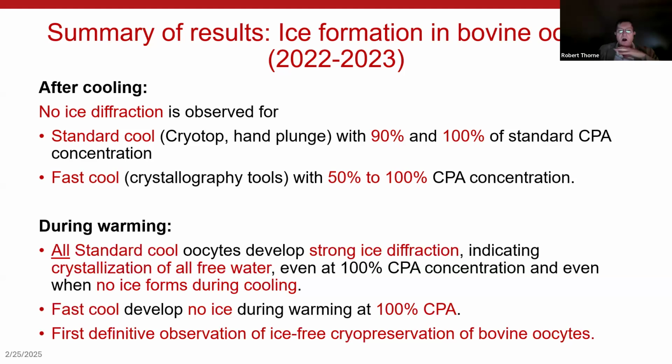During warming, all of the standard cool oocytes develop strong ice diffraction, consistent with all of their free internal water crystallizing, even at 100% CPA concentration, even though no ice forms during cooling. So this is consistent with the observation and the idea that most of the damage that matters happens during warming. With the fast cool samples, we saw no ice during warming at 100% CPA.